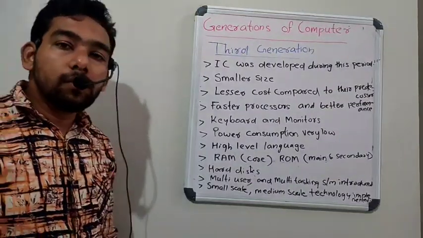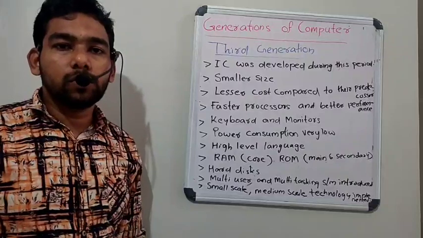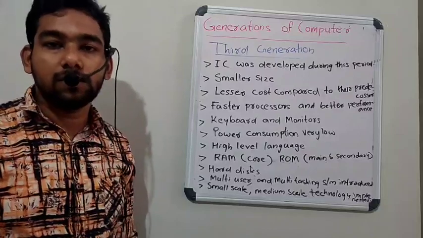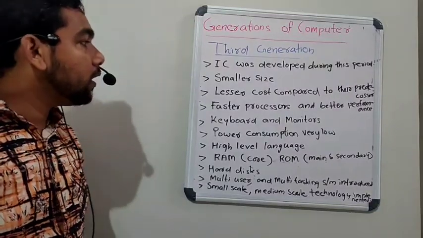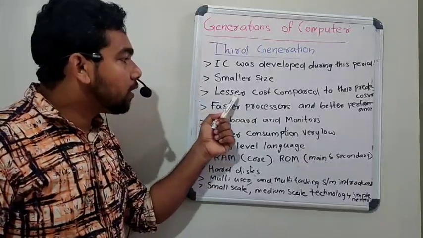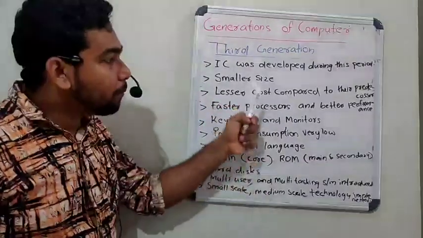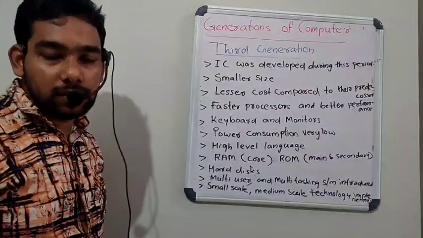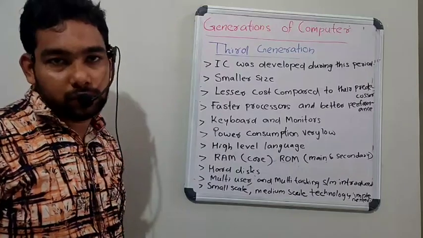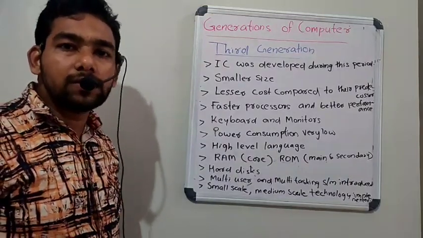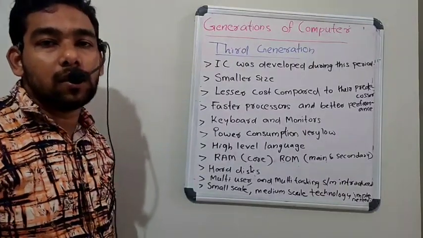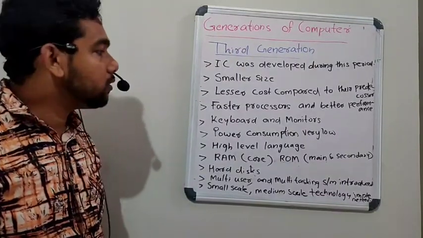Second point, third generation computers are smaller in size compared with the first and second generation computers. Another point, third generation computers cost less compared to their predecessors. Predecessors means first and second generation computers. Compared with them, the cost is lower in the third generation computer.